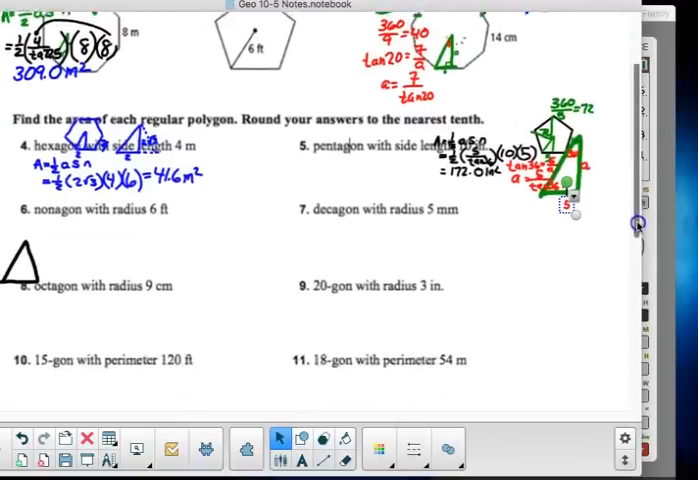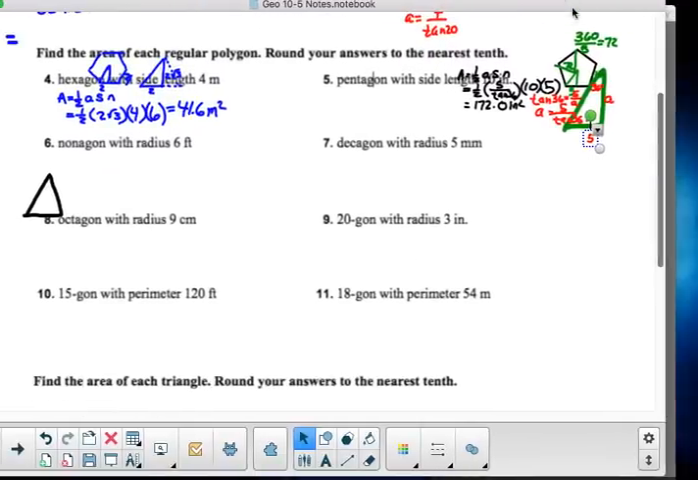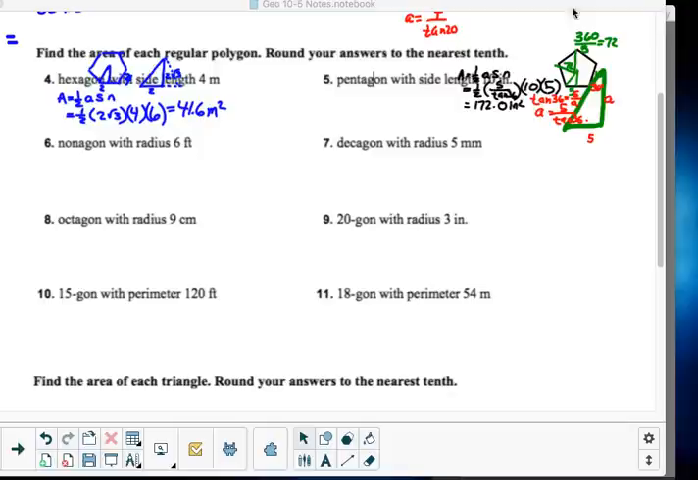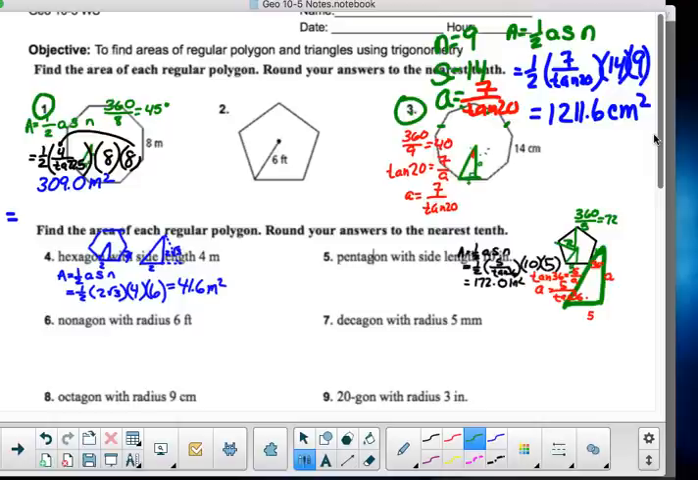The next 4 have radius in them. I'm going to go to the next 2, problem 10 and problem 11. Well, problem 10, okay, now here's the deal. The ones we've done so far, keep in mind, in problem 1, I was given a side. In problem 3, I was given a side. In problem 4, I was given a side. In problem 5, I was given a side.